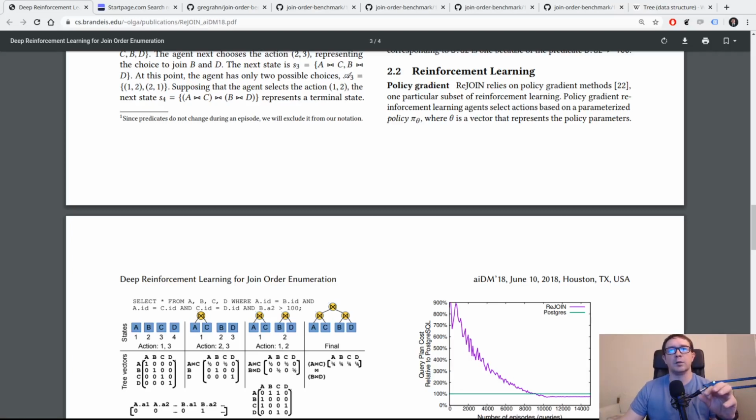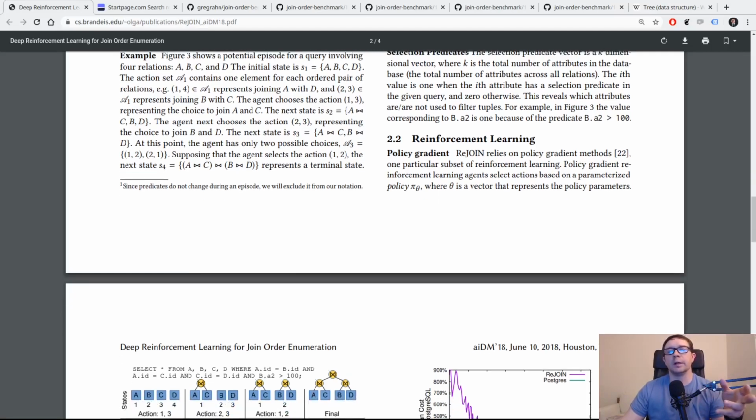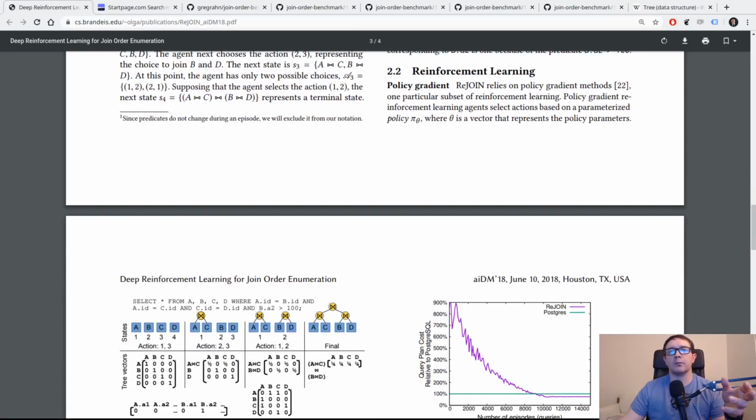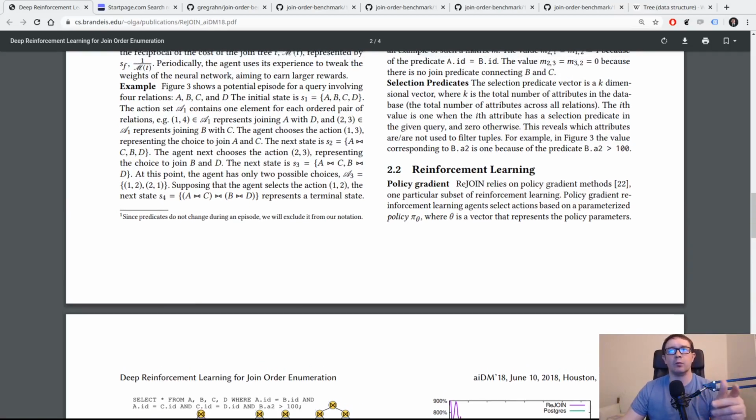So this is just 4 little nodes sitting out here, and then in the second from the left pane, you have one subtree and then 2 other little nodes, and now you have 2 subtrees. Okay, so now it says at this point the agent has only 2 possible choices. A sub 3 equals joining 1 with 2 or 2 with 1. That's because right here you have 1 and 2, right? You have A intersects C and B intersect D, so it's only 1, 2 or 2, 1.